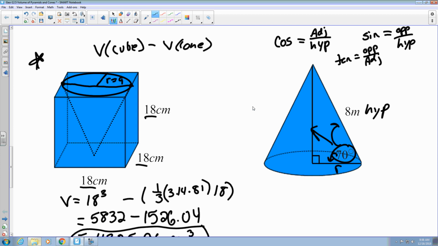So to find this radius, we're going to go cosine of 70 is going to be equal to adjacent, which is r, we'll call it for the radius, and then the hypotenuse, which is 8. So to find the radius, you are simply going to take the cosine of 70 degrees and then multiply it by 8. When you do all that multiplying, your radius should be about 2.74 when we round to 2 decimal places.